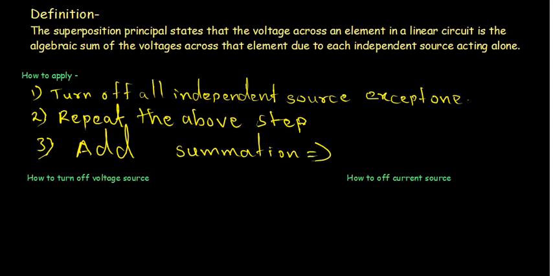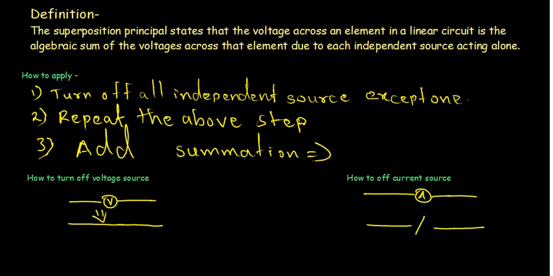So we need to turn off the other sources, the voltage sources and the current sources. How do we turn off a voltage source? Just short circuit it. Short circuit means just putting a wire in place of the voltage source, from here to here. How do we turn off a current source? For a current source, you just cut it off, open circuit, so no current passes through the wire. Likewise, we turn off the voltage source and current source.